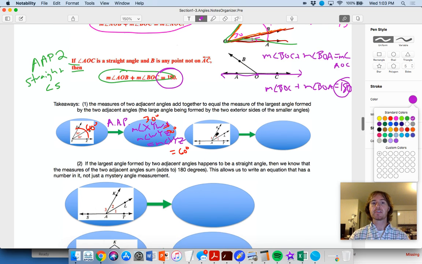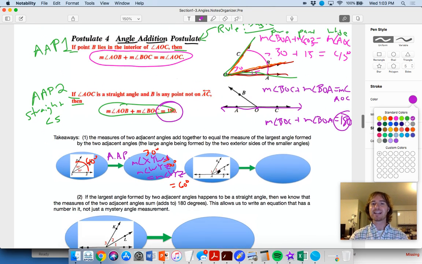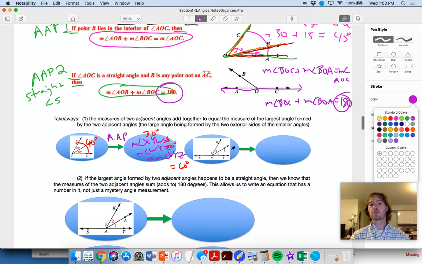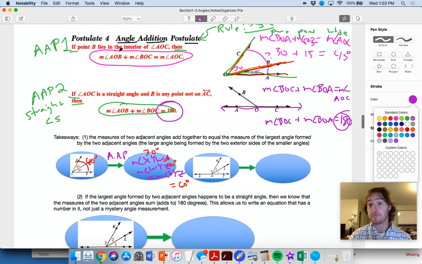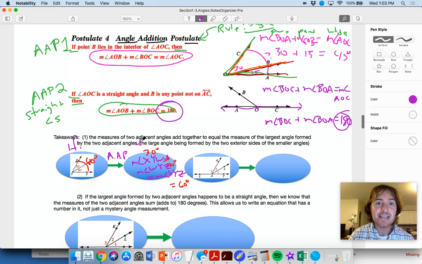Looking at this one here, this is the first takeaway. Let's just practice using this one. Let's not talk about the straight angle yet. So what's one way I can use this? If I have this diagram right here, it's going to fit the if statement. Remember, with these single-headed arrows, the left side is the if and the right side is the then. If we have this as a diagram, this is our hypothesis. We have a diagram here. What can we conclude?